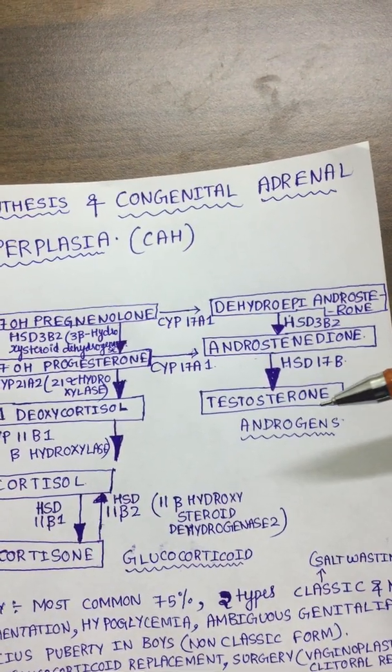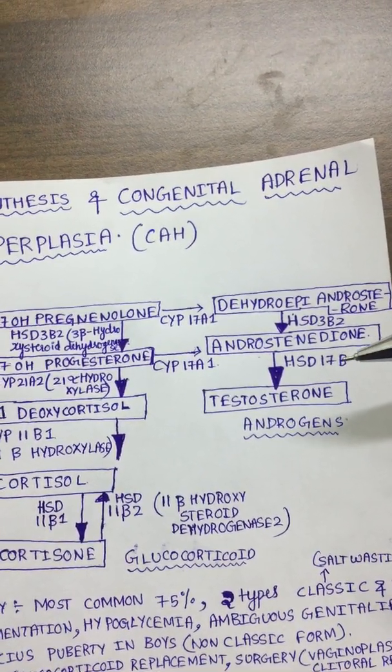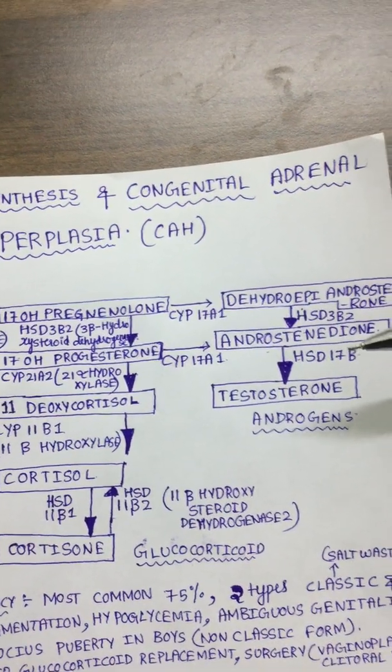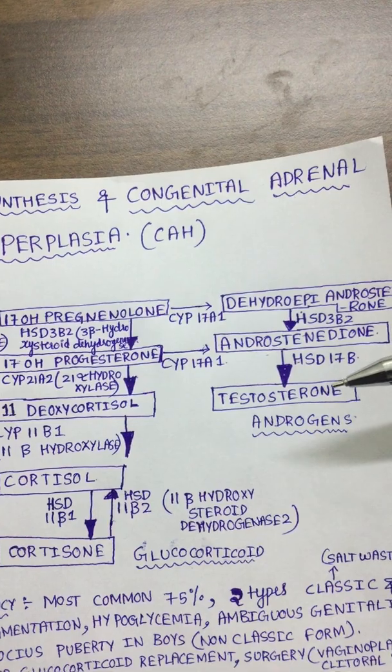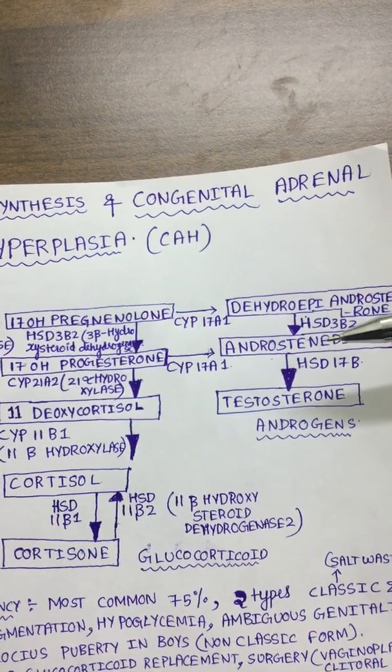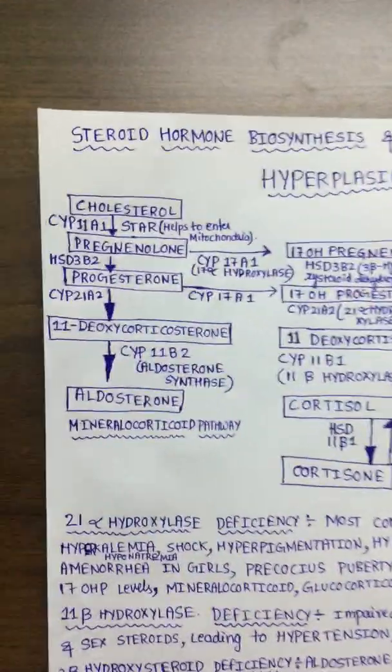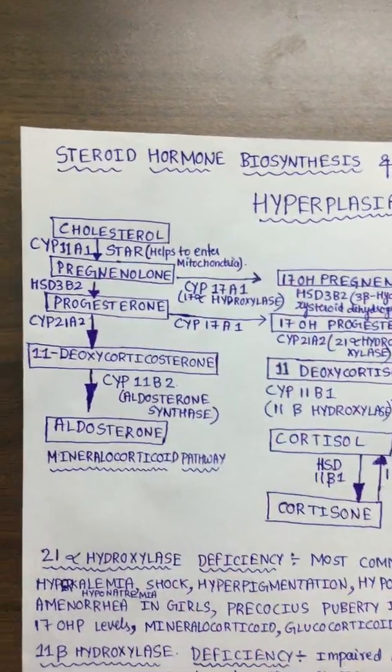Androstenedione is converted to testosterone with the help of 17 beta hydroxysteroid dehydrogenase. With the help of that enzyme, androstenedione is converted into testosterone. This is the nutshell of steroid hormone synthesis.